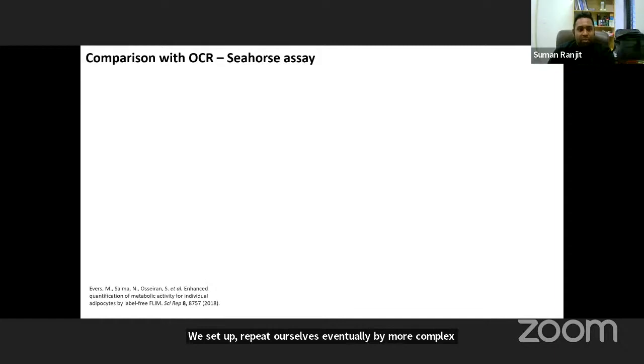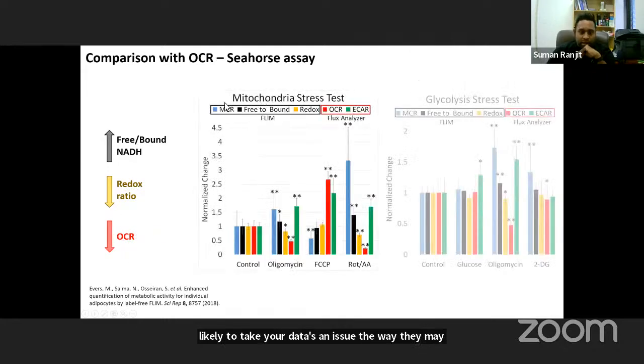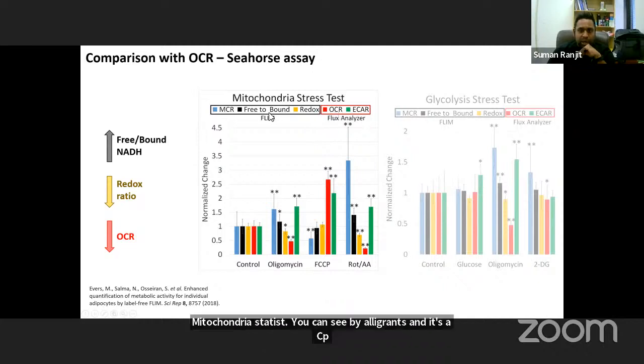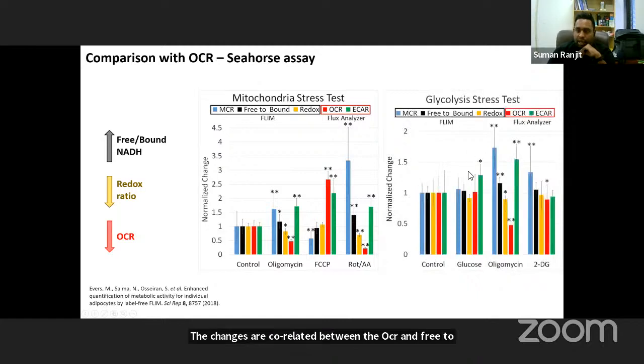Now, when you compare these measurements with the optical ORR, with the Seahorse assay, the idea here is that if your free to bound NADH increases, which is more glycolytic, your redox ratio, the way they mention it here, would decrease, and the OCR would decrease. And if they do a mitochondrial stress test, you can see with oligomycin and FCCP that the changes are correlated between the OCR and free to bound. And similarly, you can see the glycolytic stress test is also correlated.